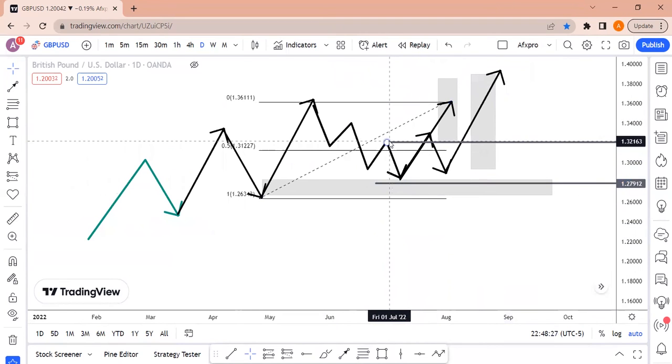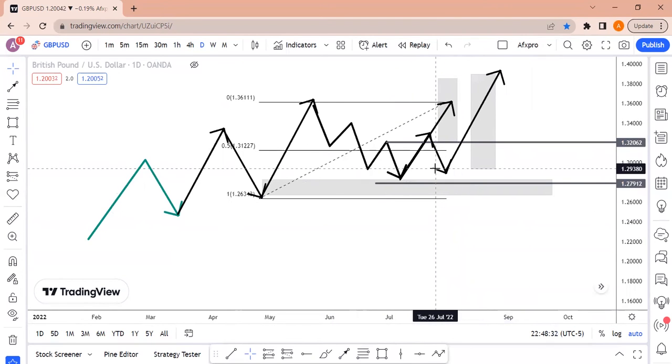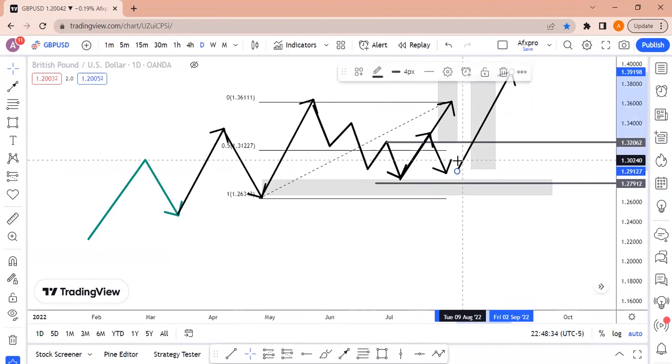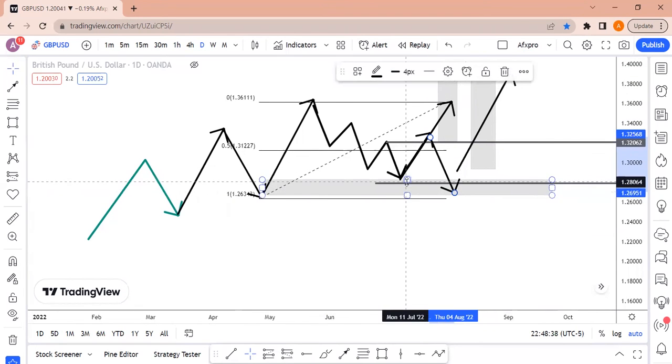Because if you buy here and you put a stop loss here, there's every tendency that price will do that thing that you don't want to see. Price will just come back and take out this level again, because it's still valid. Look at it, it's still valid. And then your stop loss is taken out.